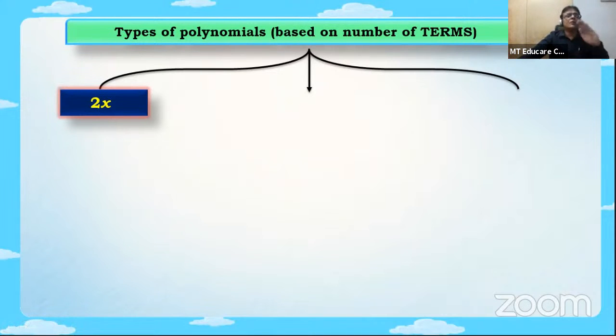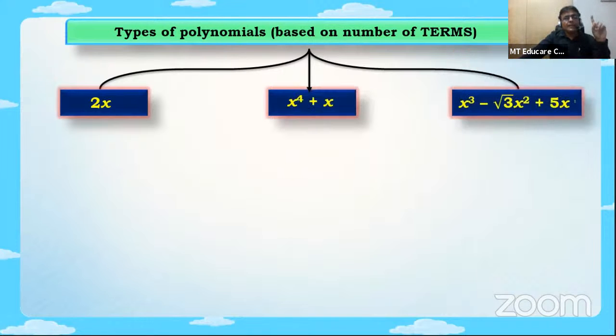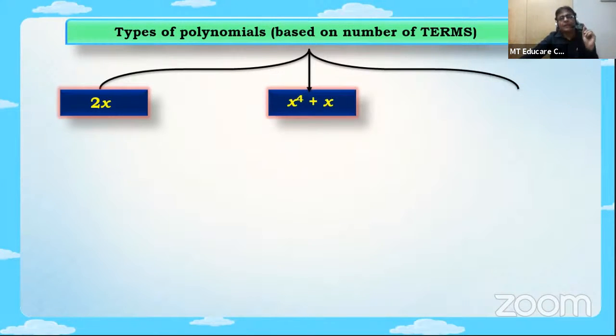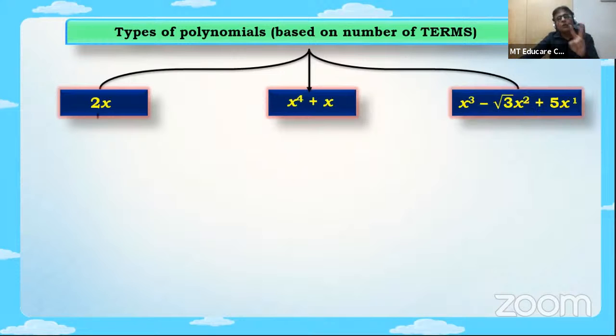Because there is no plus or minus sign between them, it is one term. Okay. Second one, look. I have a plus sign in between, means I have two terms. Look at the third one. I have 1, 2, 3. So I have three terms.